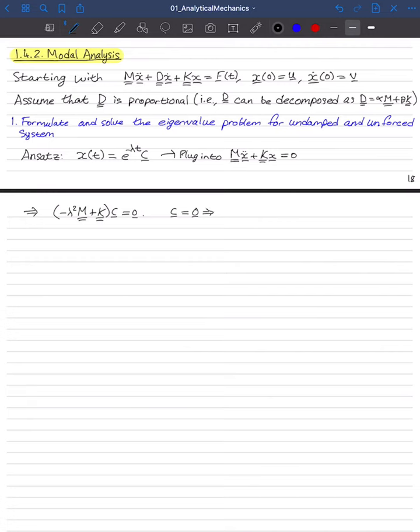This gives us a trivial solution, which means it is a solution, but it is an uninteresting solution. So we still want to satisfy this equation, but we don't want c to be equal to 0. So instead, this implies that the determinant of minus lambda squared M plus K must be equal to 0. The determinant must be equal to 0. This will then lead to what's known as the characteristic equation.